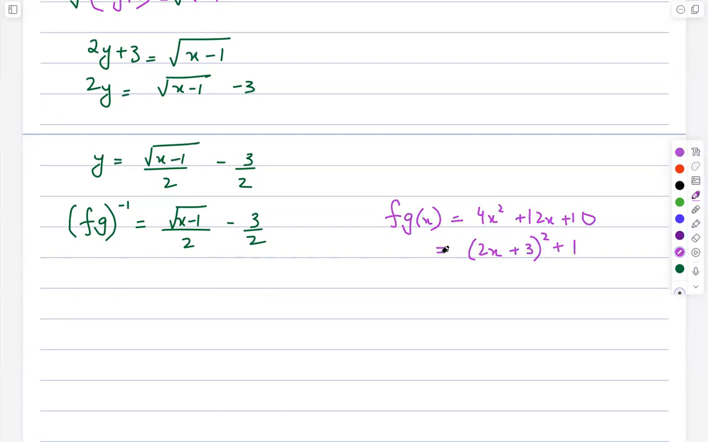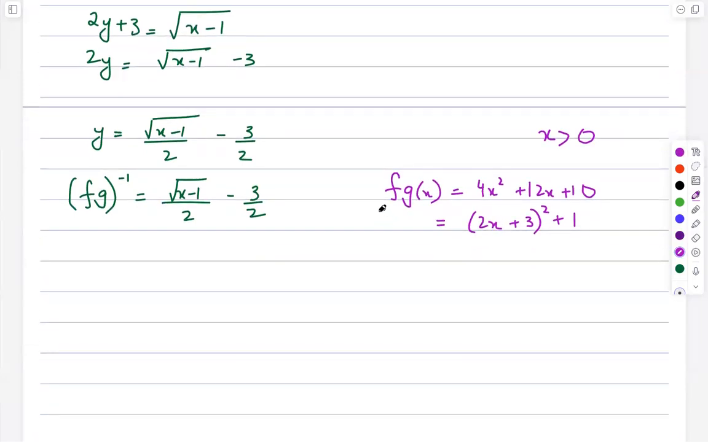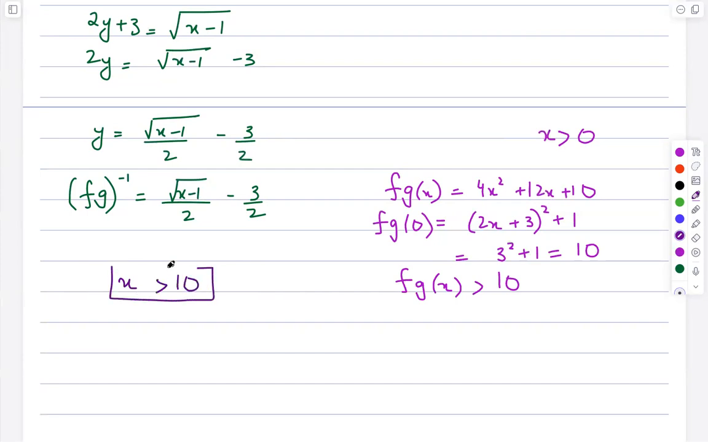Now, in this function, x has to be greater than 0. So the range of this function will be, if we substitute x equals 0 over here, 3 squared plus 1, which is 9 plus 1, which is 10. So the range of fg of x will be greater than 10, which means that the domain of fg will be the same. As we know that the range of a function is equal to the domain of the inverse function, as the range is greater than 10, the domain for fg inverse will also be greater than 10.